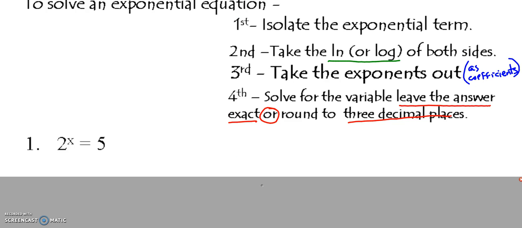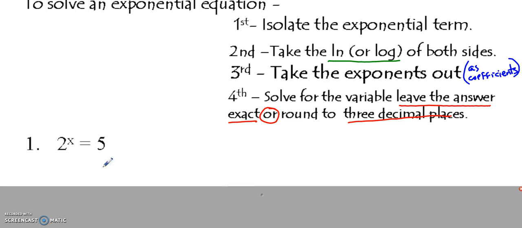Really basic example. 2 to the x equals 5. So 2 to what power equals 5? So here's how I can write that. First, isolate my exponential term. It's already done, so I'm really just jumping into the second step. If I take the natural log or log of both sides, now I have natural log of 2 to the x equals natural log of 5.